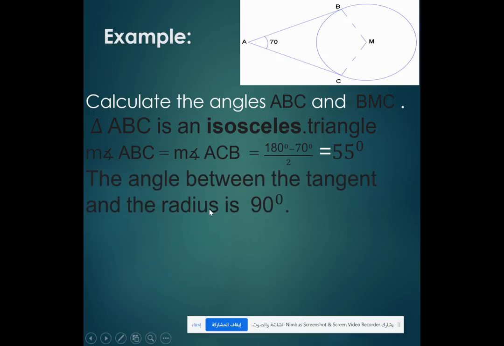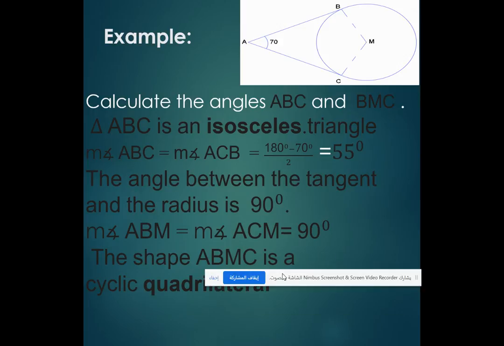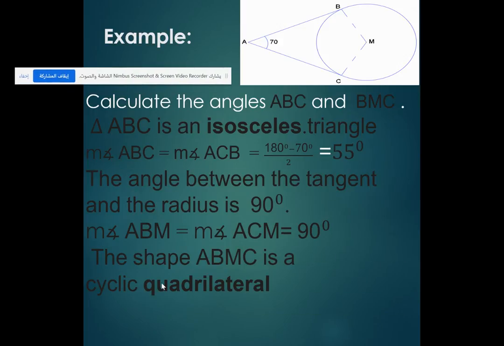And to find the angle M, like we said before, in a cyclic quadrilateral, it should be 180 minus this 70, and that will make it 110. Let's have more ideas.